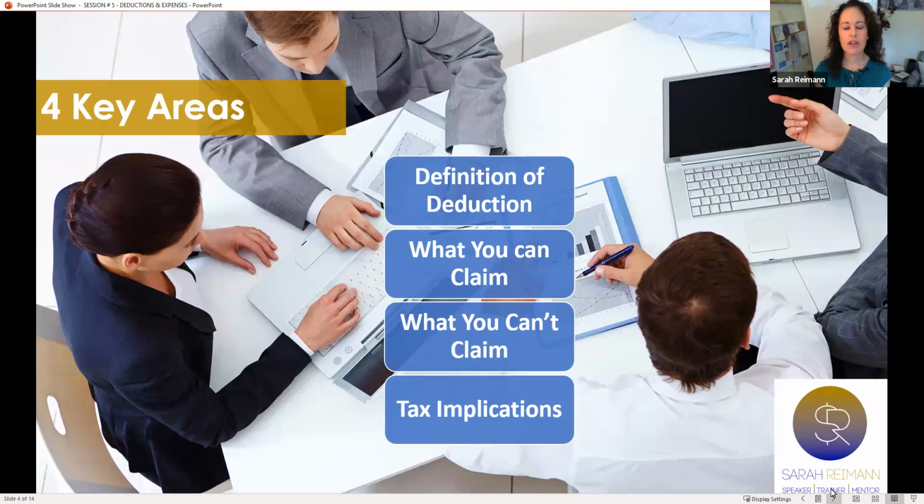There are 4 key areas we're going to be going through today. Number 1 is a definition of a deduction, what you can claim, what you can't claim, and the tax implications of these expenses. Tax deductibility of costs can be a very misunderstood area amongst business owners, so we need to be very careful when it comes to getting this right, because there are penalties for incorrect reporting or deliberate fraudulent claims. So we'll be going through how and when you claim something as a tax deduction and how that will affect your overall income level.